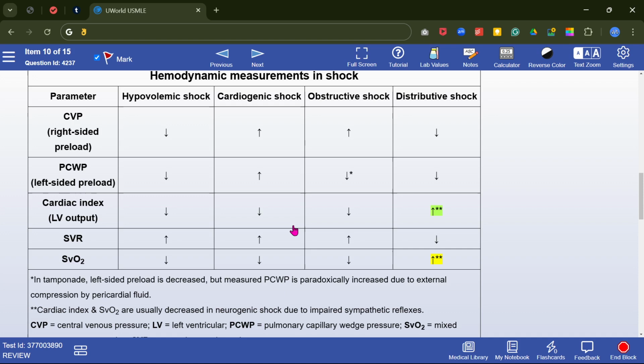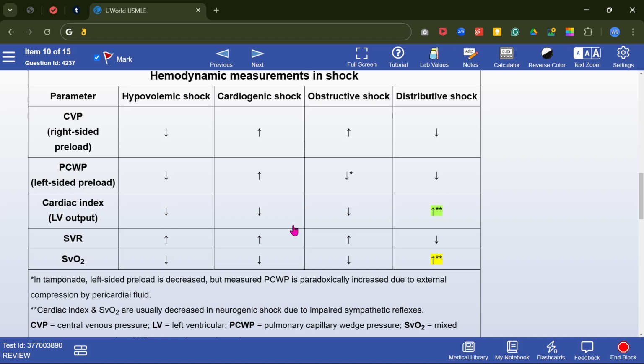In obstructive shock, such as tension pneumothorax and pericardial tamponade, right-sided preload is high. In tension pneumothorax, right-sided preload is high. Pulmonary capillary wedge pressure, or left-sided preload, is low.